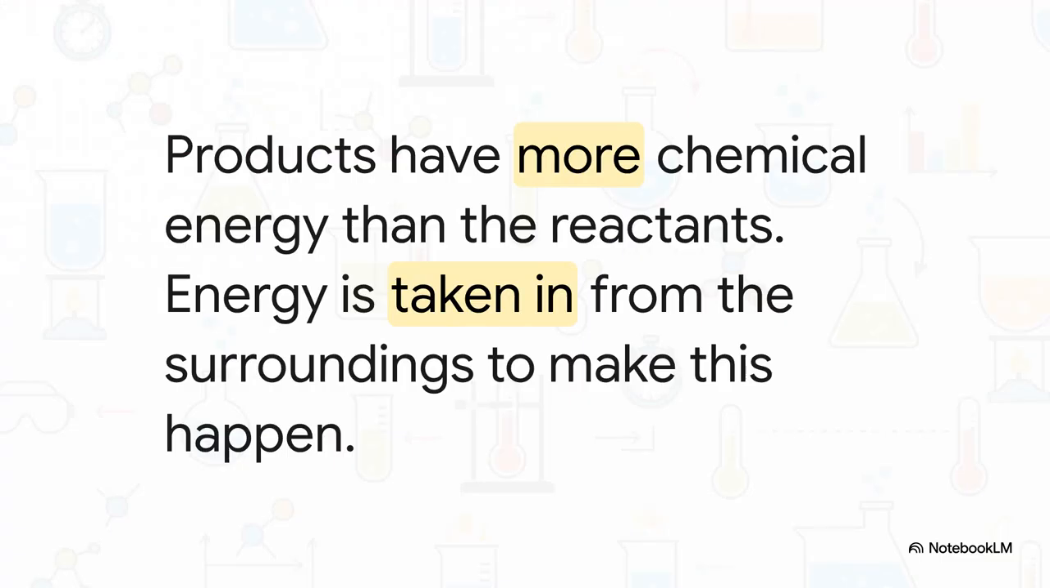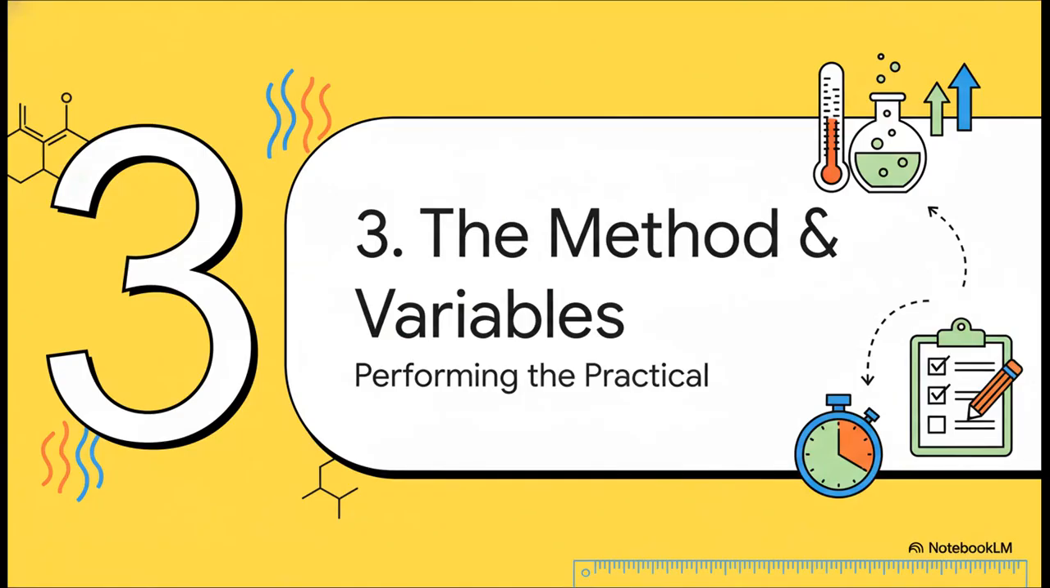And for endothermic, well, it's the complete opposite. The reactants start low, with less energy than the products. So to make those higher energy products, the reaction has to suck in energy from its surroundings. And that's exactly why things get colder. Okay, that's the science bit done. Now, how do we actually do this in the lab?